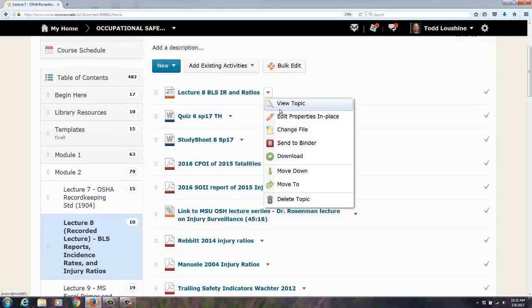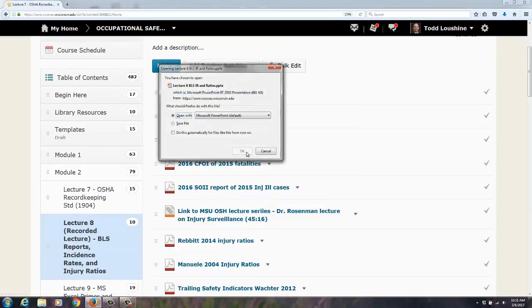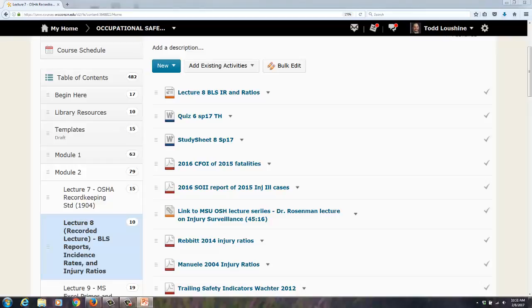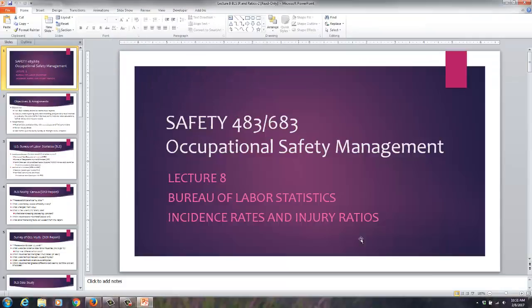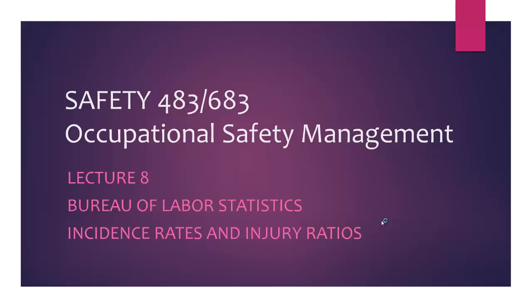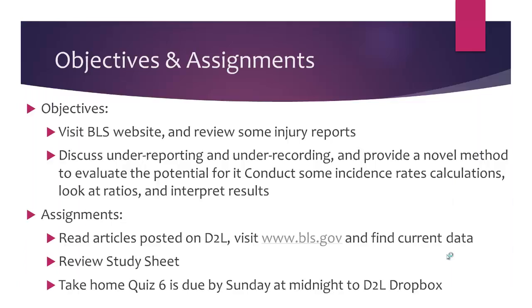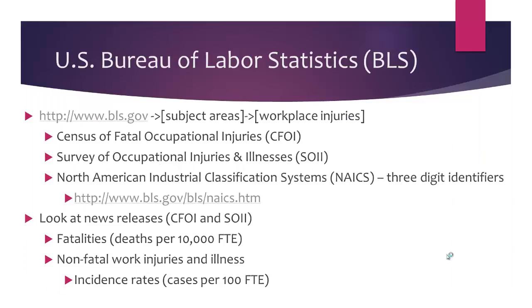So let's open up the PowerPoint. I've got to bring it onto the screen so you can see it. And we're going to spend a lot of the time on the Bureau of Labor Statistics website. Here's a rundown of everything. So first, I'm going to show you how to go in there and show you some of the data that's immediately expressed. They have a summary of the most recent CFOI and SOII reports.